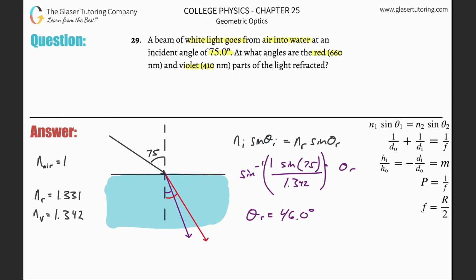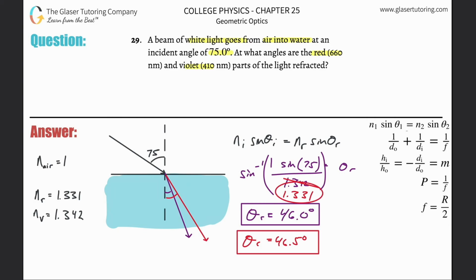Now we're going to do the same for red light. The only difference is that you cross out the value on the bottom and plug in 1.331. Redo that calculation: inverse sine of sine of 75 divided by 1.331. Now here we have a value of 46.5, and as you can see, the angle has increased because there is less refraction.